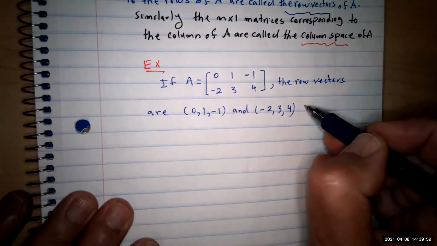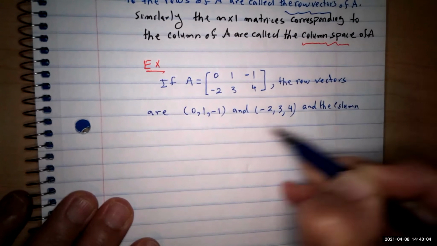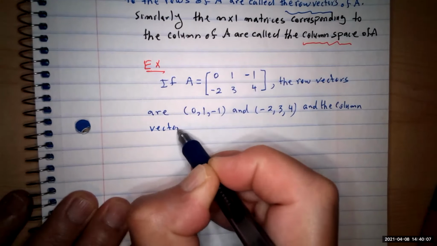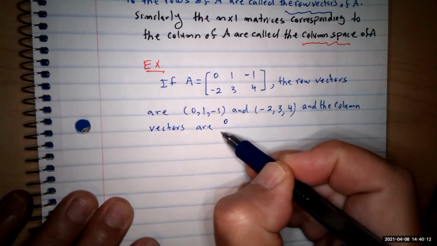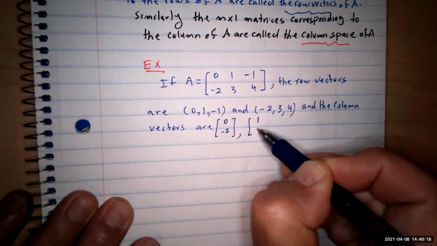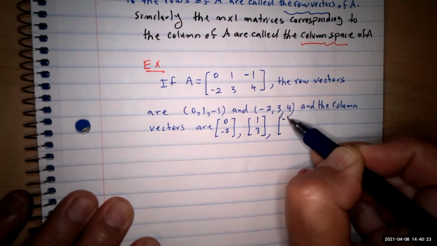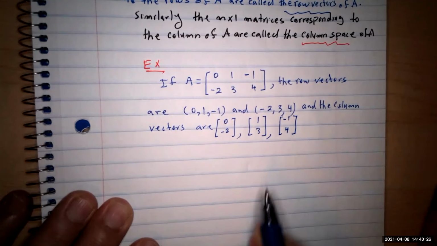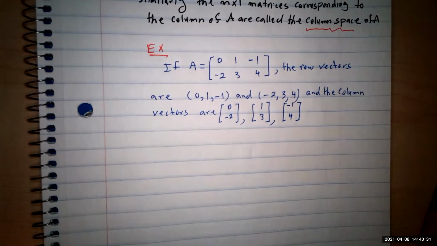And the column vectors, written in column form, are 0 and -2. This is one vector. Then you have 1 and 3, the second vector, and the third one, which is -1 and 4. So we get 3 vectors, but each vector is going to be in R2. You must be careful from now on to see where your vectors are coming from.